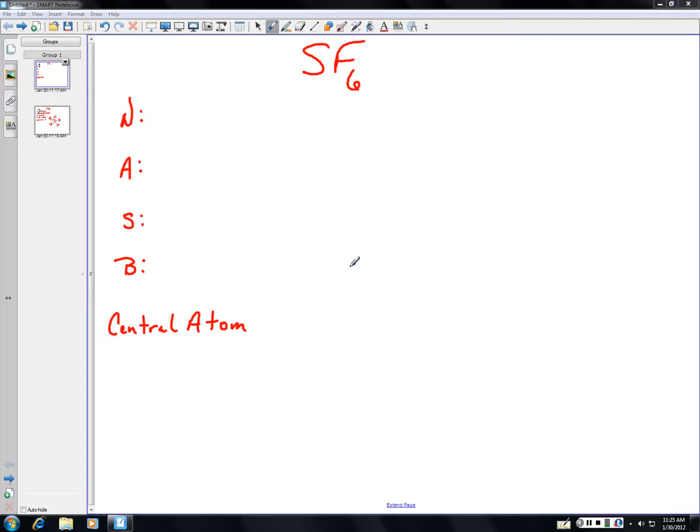So let's go through our steps again and see how this all works out. I scan the formula again, no hydrogen, so each of those atoms needs 8 electrons. So I see 1 sulfur and 6 fluorines, so I see 7 atoms up there, each of which needs 8 electrons. So 7 times 8 is 56 electrons needed.